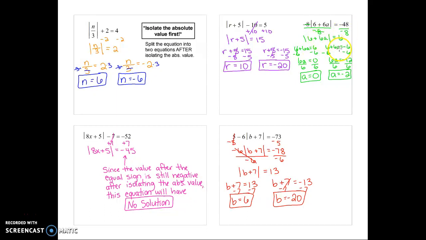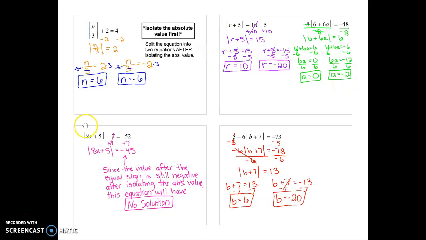Now you can make two equations. So we end up with 6 plus 6a equals 6, or 6 plus 6a could have equaled -6. Again, solve them both. It's a two-step equation. You get a equals 0, or a could equal -2.